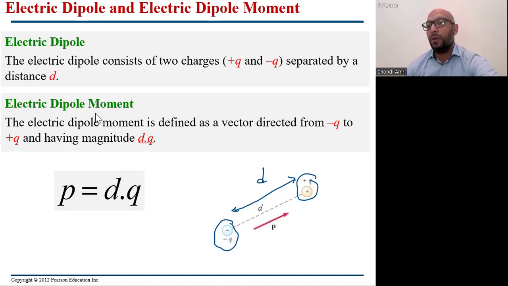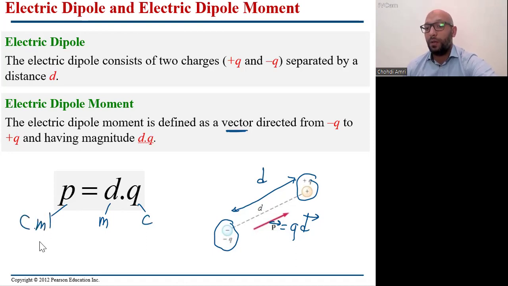The electric dipole moment now. The electric dipole moment is defined as a vector directed from the negative charge to the positive charge and having a magnitude q multiplied by d. So this is our vector p, which is equal to q multiplied by d. It is a vector pointing from the negative charge to the positive charge. What about the magnitude of this electric dipole moment? It's q multiplied by d. d is a distance in meters, q in coulombs. So the electric dipole moment is in coulomb meters.